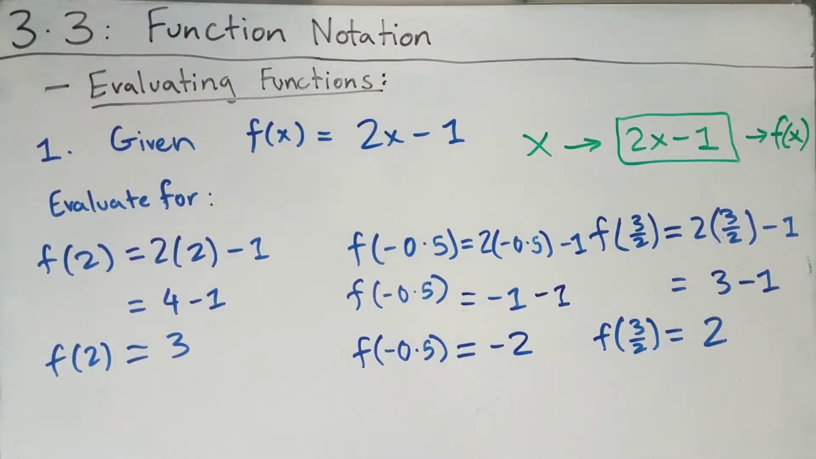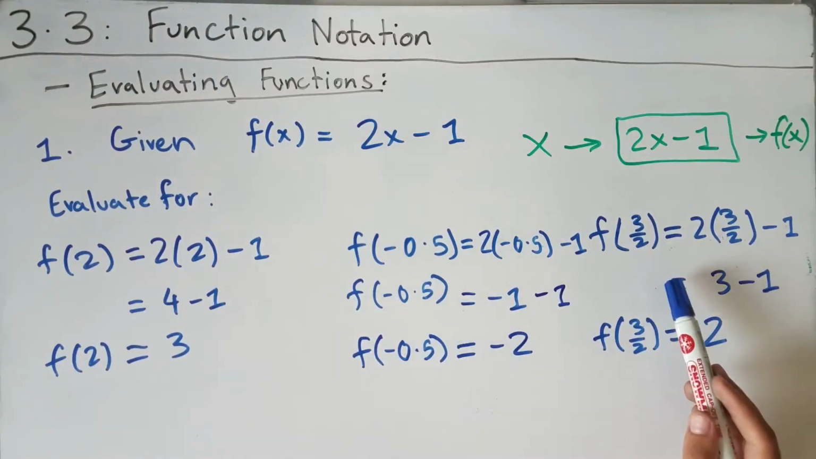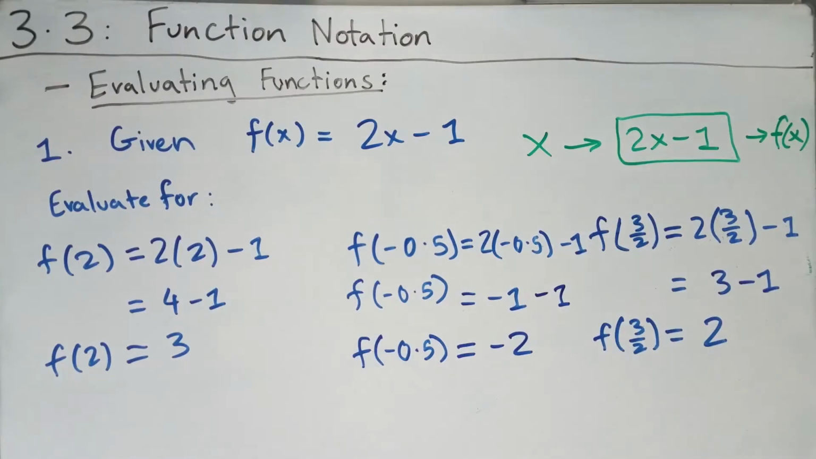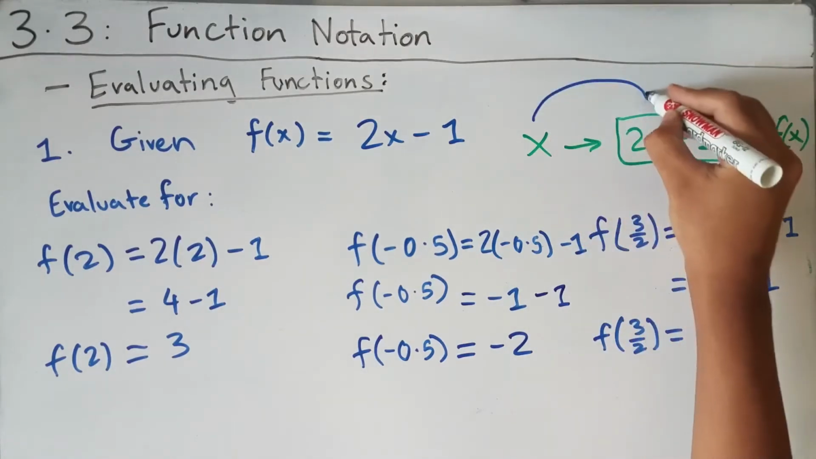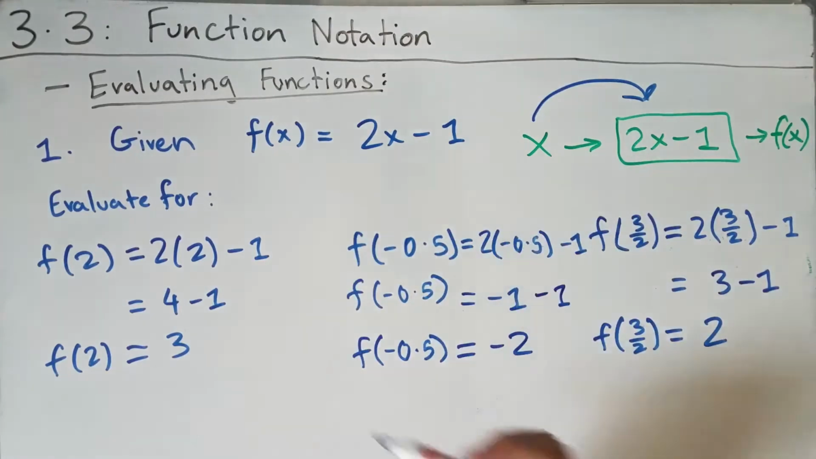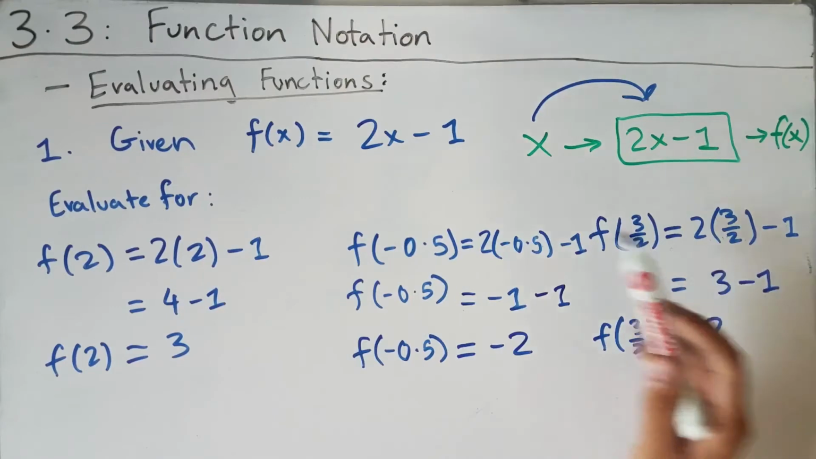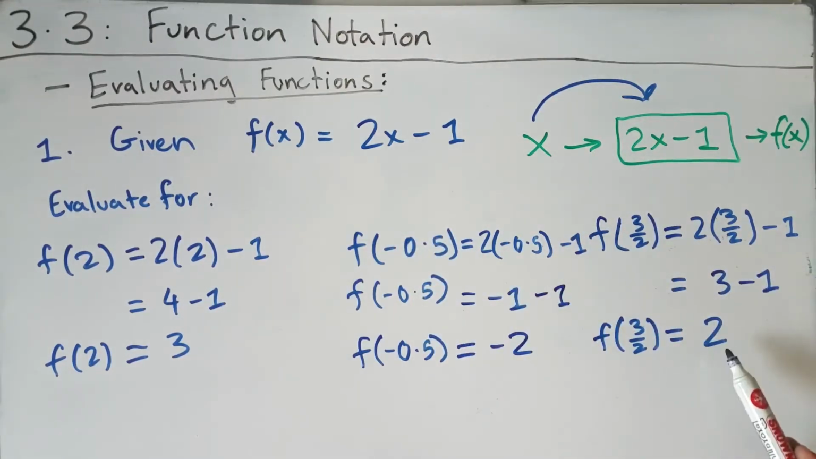So this problem was about evaluating functions. We were given some x values like 2, negative 1/2, and 3/2, and then we plugged these x values into our function, which is f of x equals 2x minus 1. So we plugged in the 2 for x, we plugged in the negative half for x, and 3 over 2 for the x. And we evaluated the function to get the f of x value.